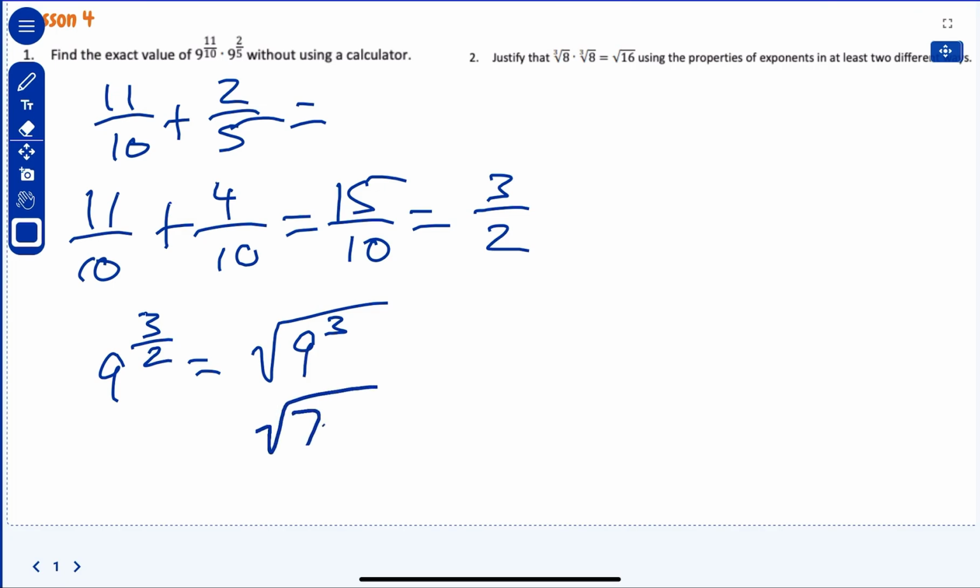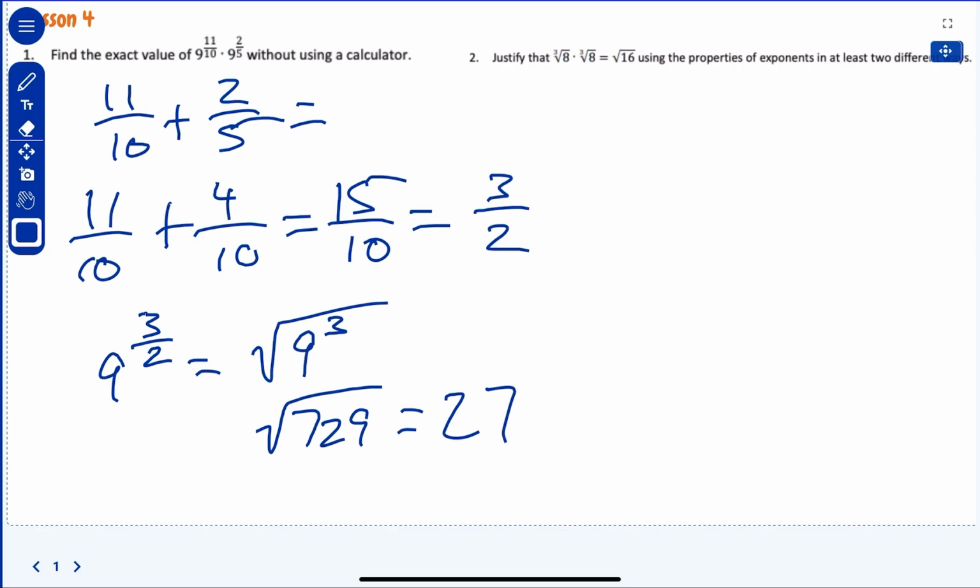So, can that be square rooted? Anybody know that one? Yes, that is equal to 27. Anybody not understand what we just did? Anybody confused where we're at?